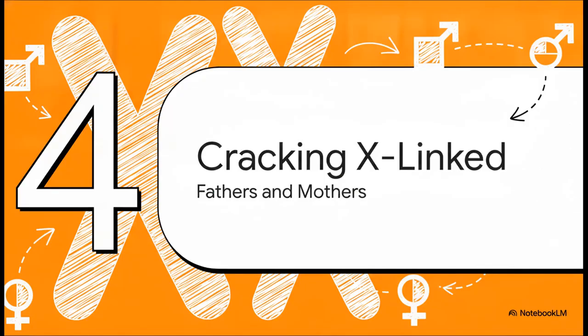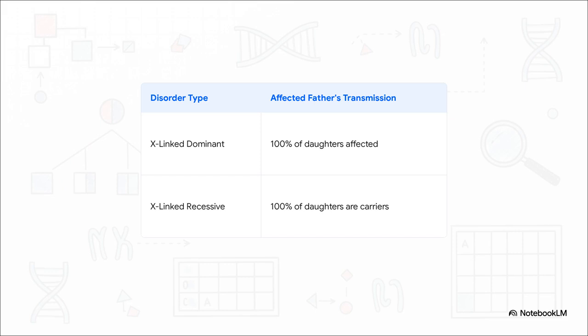This brings us to Section 4, cracking X-linked inheritance, focusing specifically on fathers and mothers. So the crucial point here is that an affected father's offspring instantly gives away the inheritance pattern. If it's X-linked dominant, he's going to pass that mutated X to all his daughters, meaning 100% of them will be affected. If it's X-linked recessive, he still passes that X, but his daughters just become asymptomatic carriers.